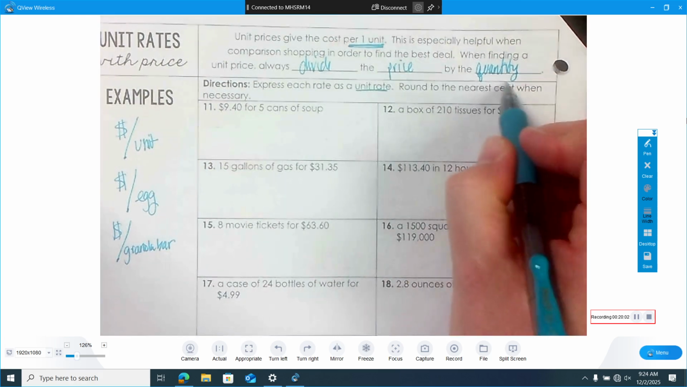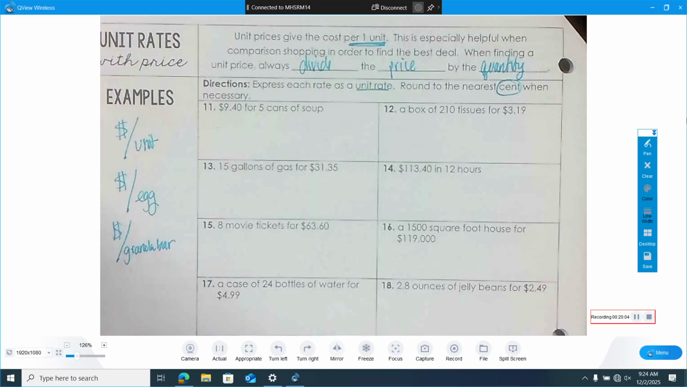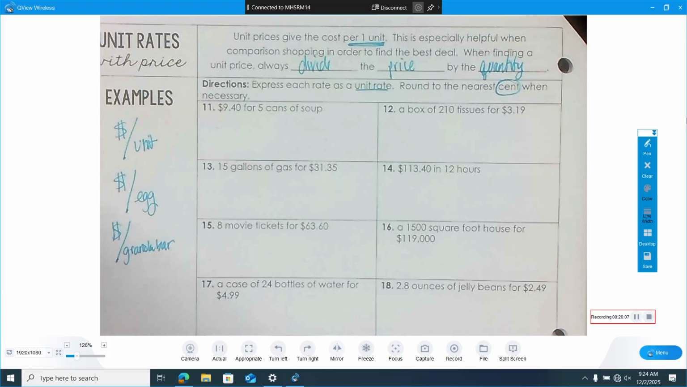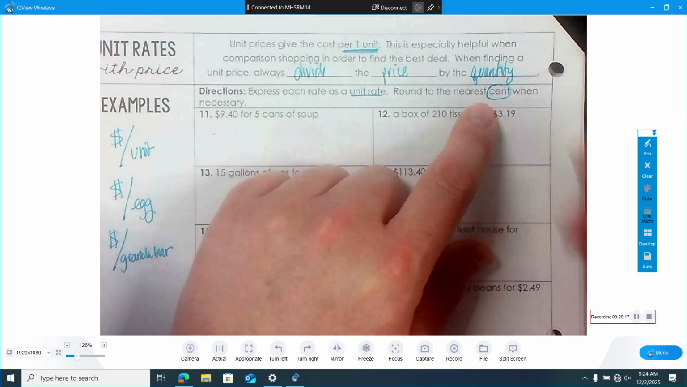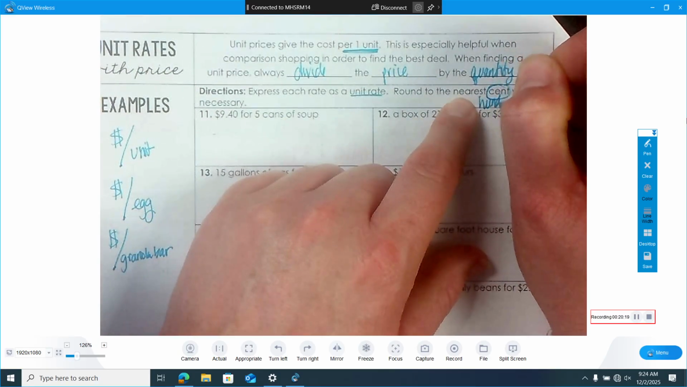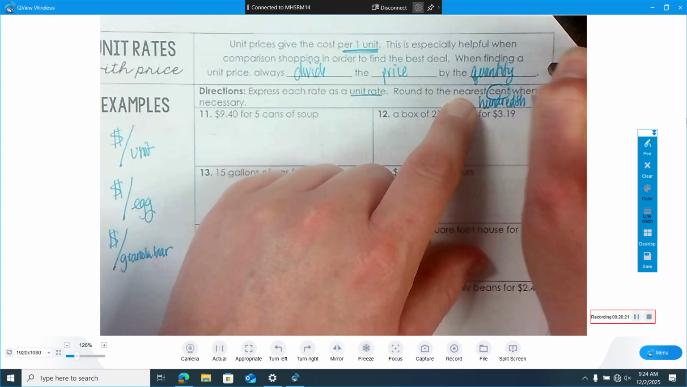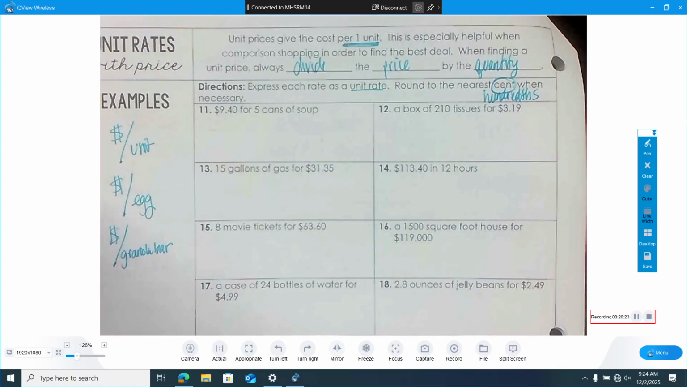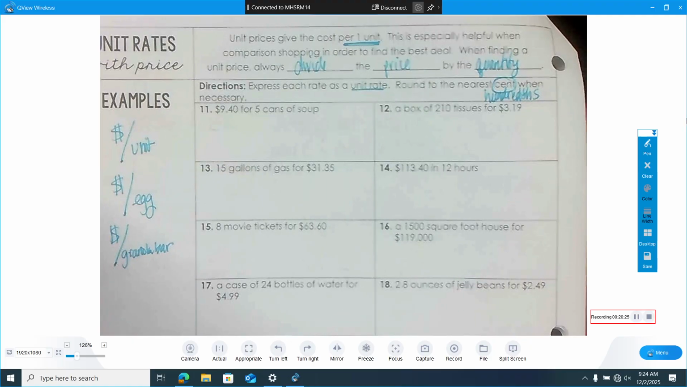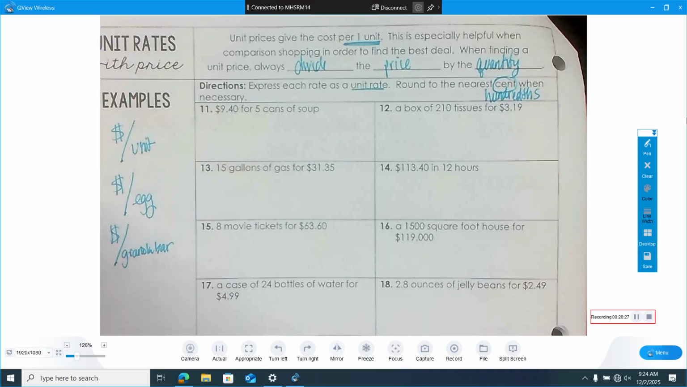Round to the nearest cent. What does that mean when we say round to the nearest cent? What decimal position is cents? Is it the tenths place? It's the hundredths place. Yes, it's the hundredths. That's the hundredths place that we're looking for. Because we're talking about money, so it makes sense to have dollars and coins.